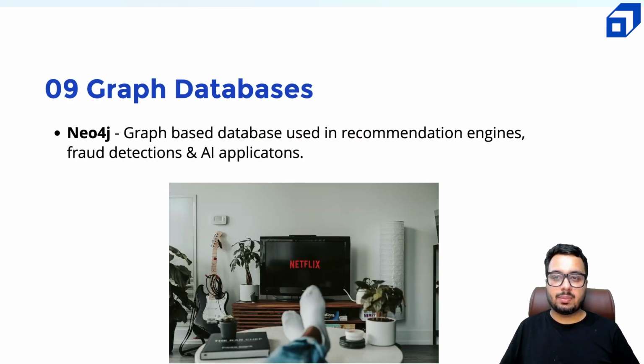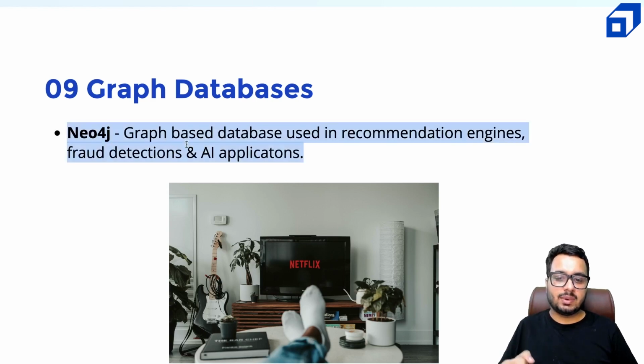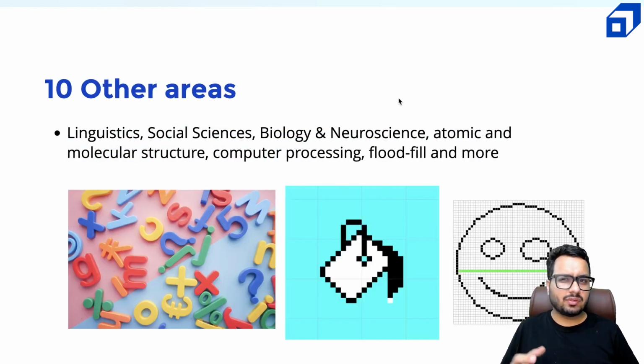So let us do one more application. Nowadays, we also have databases that are inspired from the idea of graphs. One such database is called Neo4j. These kinds of databases are used in recommendation engines, fraud detection, and many AI based applications. Apart from it, there are a lot of other applications of graphs, such as in linguistics, social sciences, biology, neuroscience, atomic and molecular structure, computer processing, flood fill, and more.